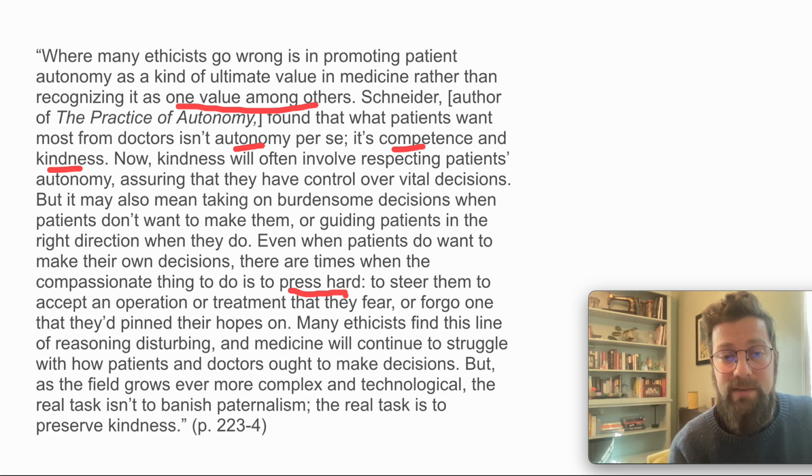Many ethicists find this line of reasoning disturbing, and medicine will continue to struggle with how patients and doctors ought to make decisions. But as the field grows ever more complex and technological, the real task isn't to banish paternalism. The task is to preserve kindness. So here we might say, look, autonomy is an important thing, but it's important insofar as autonomy and respect for it is part of what a kind and competent doctor will do.